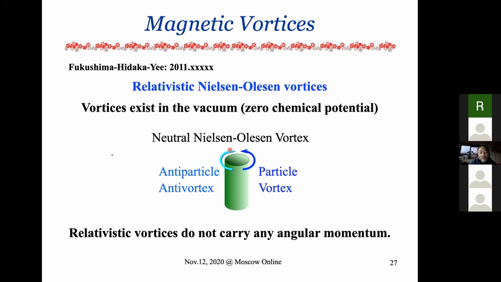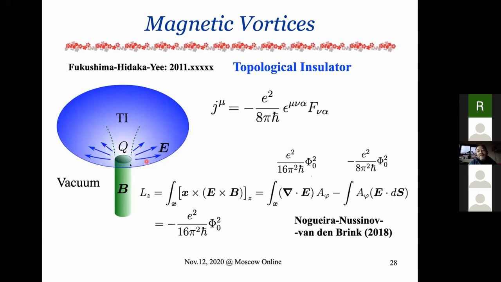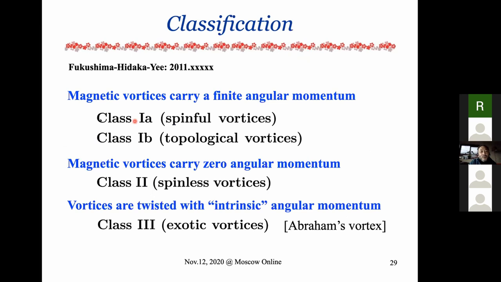And also you have the topological insulator. And in that case, the angular momentum is quantized in a fractional way. So this is very interesting physics. And that is also explained by this extra contribution coming from E cross B. Anyway, in such a way, we can make some classification of the magnetic vortices, class 1, 2, 3. And the complete discussion will be given in this forthcoming paper.